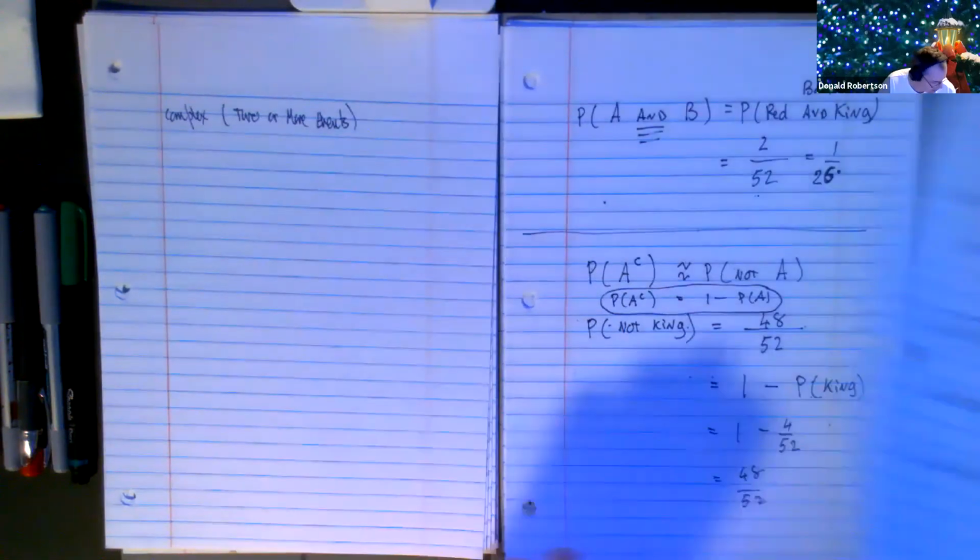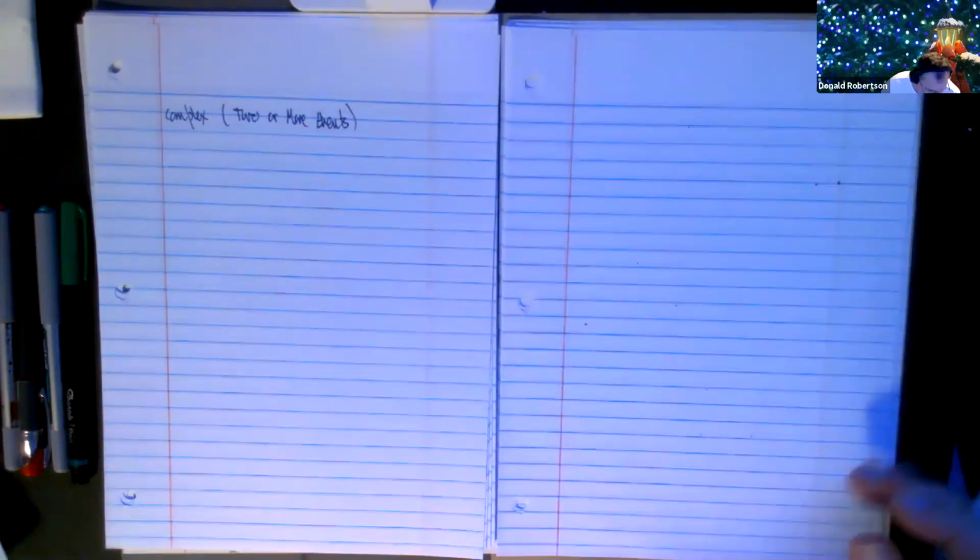And then we have the complex event rule. Right, when you do 2 or more things, we'll stick to cards because I like cards, they're easy to see. So in this story, you're going to choose 2 cards.